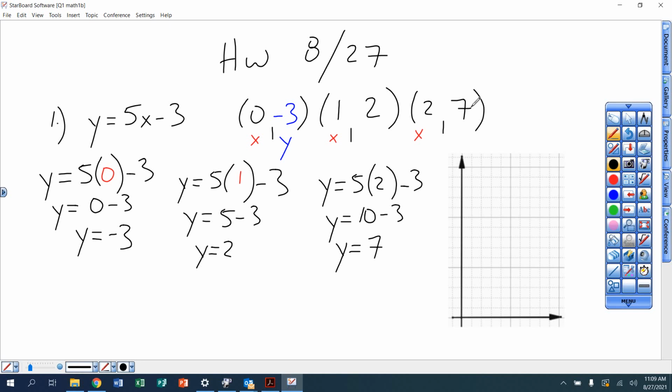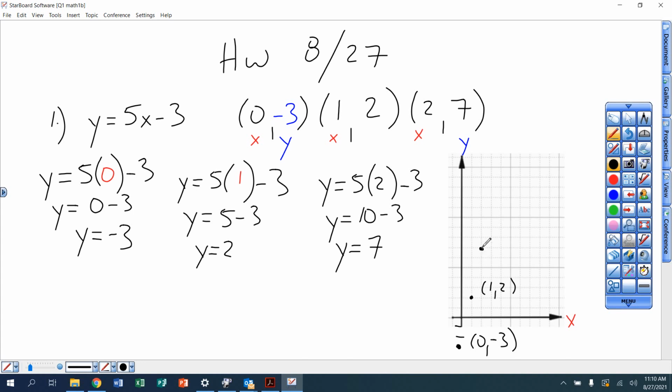I would like you to plot those for me. So 0, negative 3. Looks like this graph, I would have to go down 3 spots on the y-axis to get that 0, negative 3. 1, 2. And then over 2, up 7. 1, 2, 3, 4, 5, 6, 7.